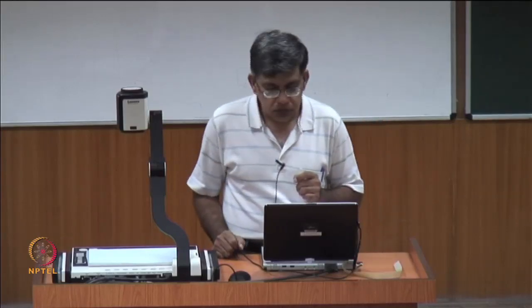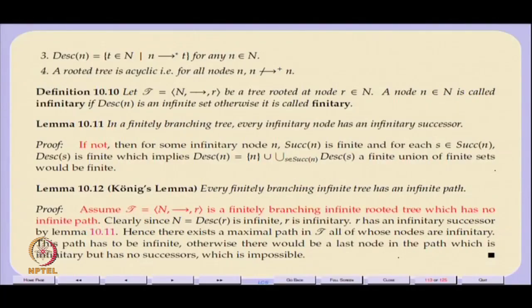Okay. So, let us look at the proof of the first lemma. We can associate the finitary or infinitary property with each node, and we are saying that in a finitely branching tree every infinitary node has an infinitary successor. Suppose that is not true, then there is some infinitary node, and of course it is a finitely branching tree, so the set of successors of that node is a finite set, right.